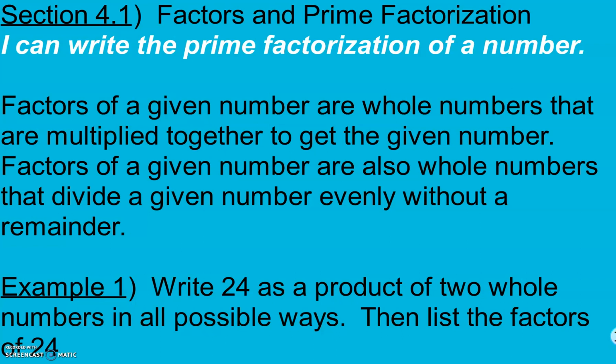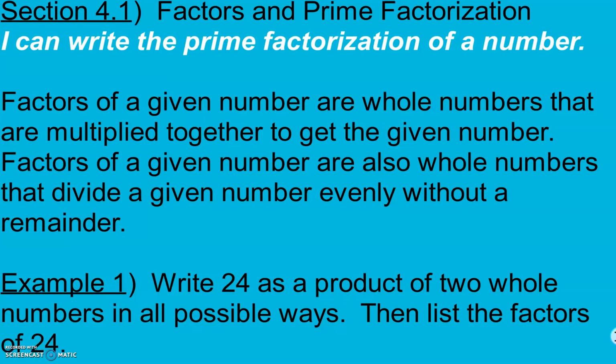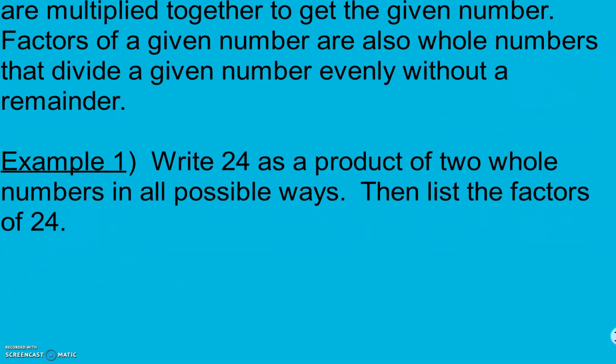Section 4.1 is factors and prime factorization. I can write the prime factorization of a number. Factors of a given number are whole numbers that are multiplied together to get the given number. Factors of a given number are also whole numbers that divide a given number evenly without a remainder. So we can use either of those ideas to figure out our factors.